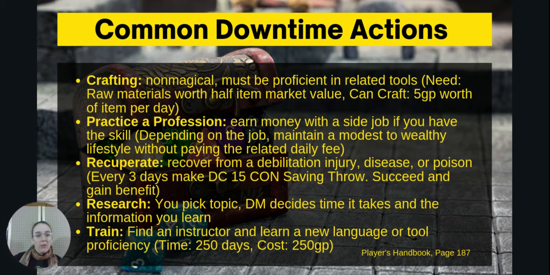Or, one of the most important is you train. When you train, you have to find an instructor, and you can train to learn a new language or tool. It usually takes about 250 days and costs 250 gold to learn a new tool proficiency or a new language.